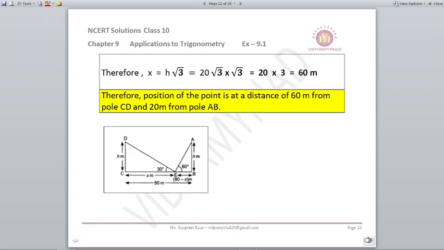Now we have to know what is X. X is equal to H root 3. We found out earlier, what is H? H is 20 root 3. We will substitute in this. So 20 root 3 into root 3 is equal to 20 into 3, which is 60 meters. Now with this we found out the X value, that is CE. CE is 60 meters and EB will be 80 minus 60, which comes out to be 20 meters, because total is 80 meters.